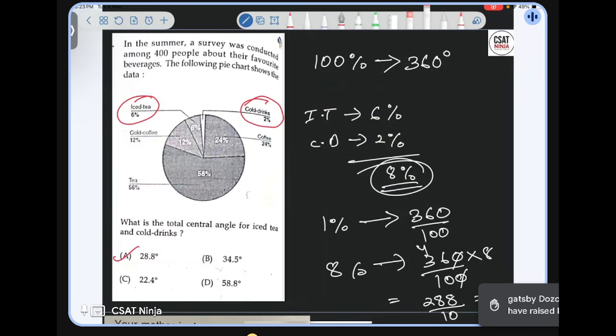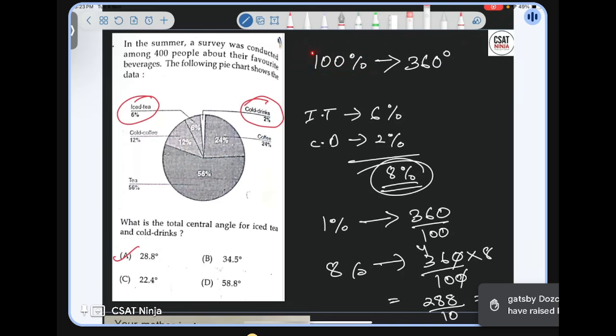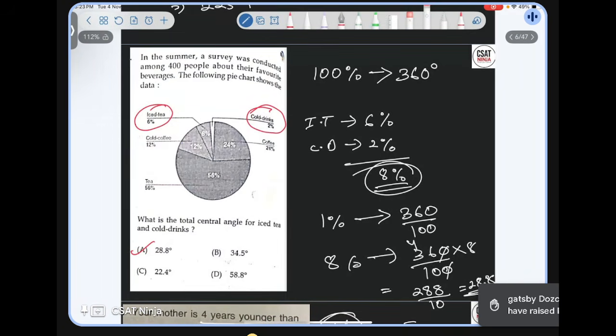But like I've told you earlier, if it is given in terms of percentage, that means the total value will be 100%. And we know that the total angle of a circle is how much? 360. So this 100% will be nothing but 360 degrees, because 100 is the total percentage and 360 is the total in terms of degrees. So for 100%, if it is 360, that means 1% will be 360 divided by 100.